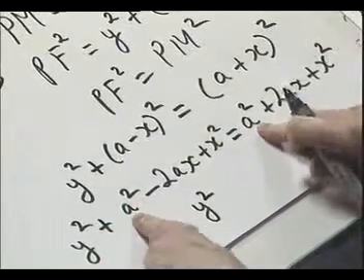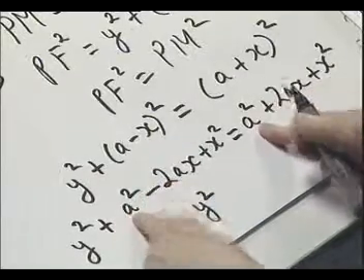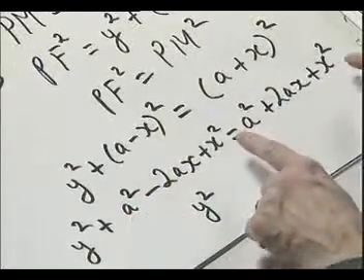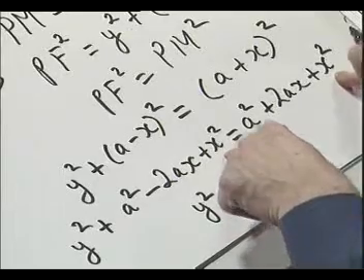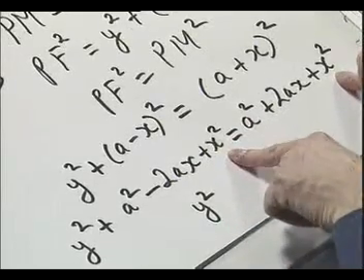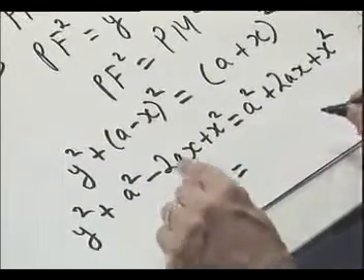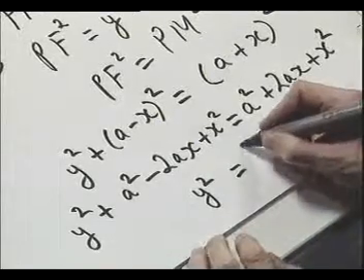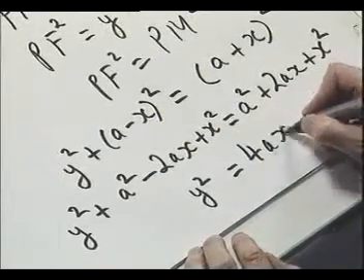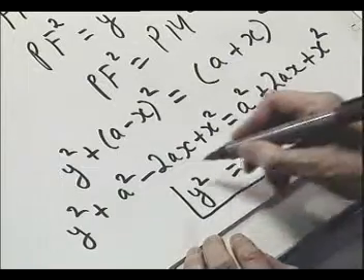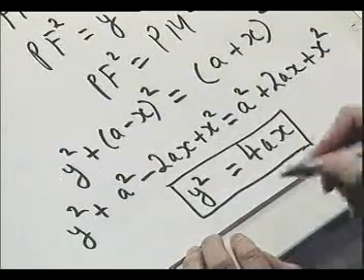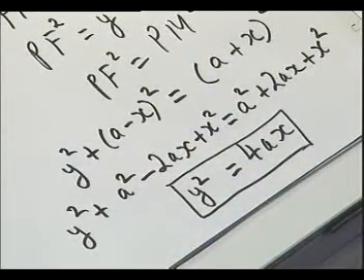The two a squareds will disappear, subtracting a squared from each side. The two x squareds will disappear, subtracting x squared from each side. And adding the 2ax to each side, we get 4ax. And that is the standard Cartesian equation for a parabola.